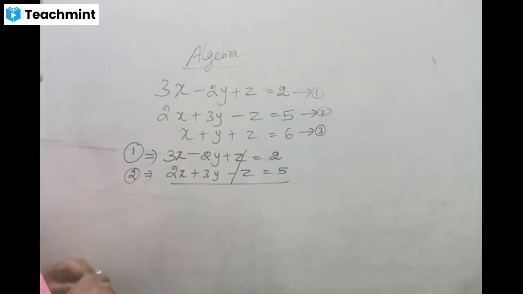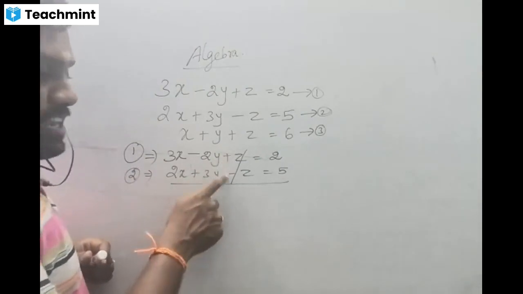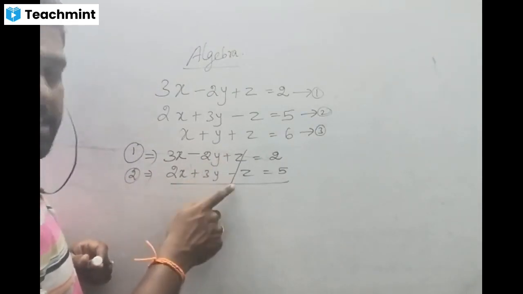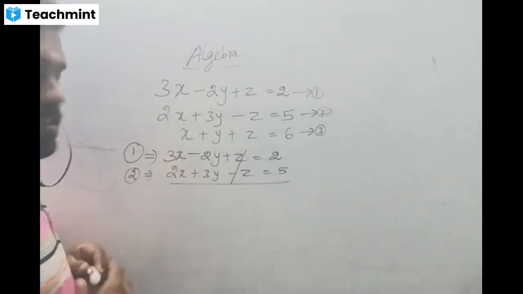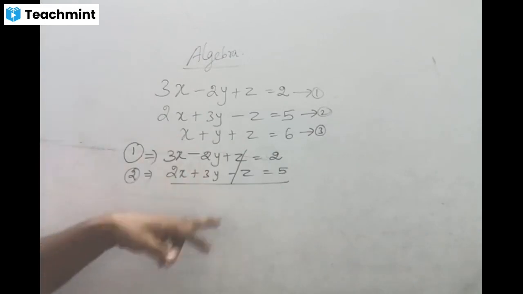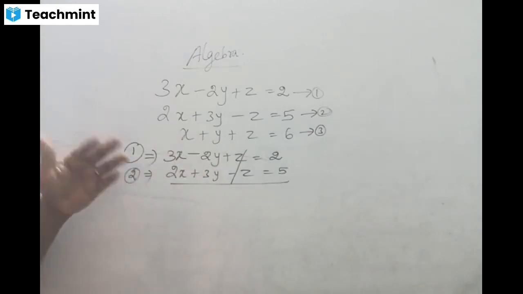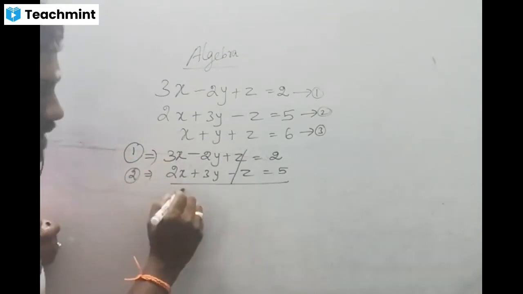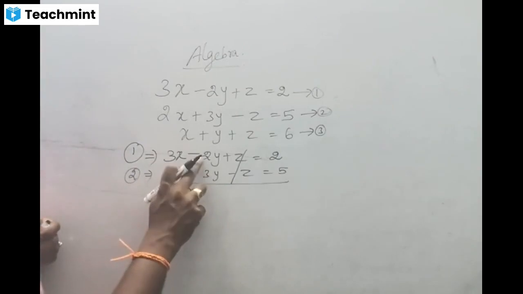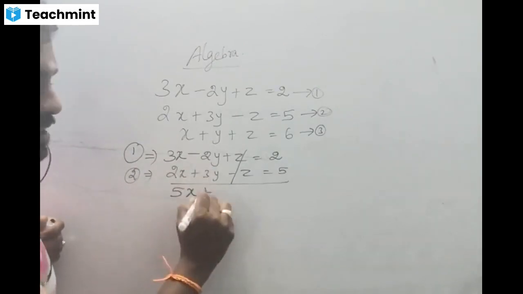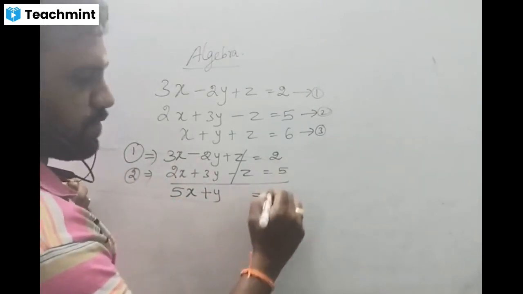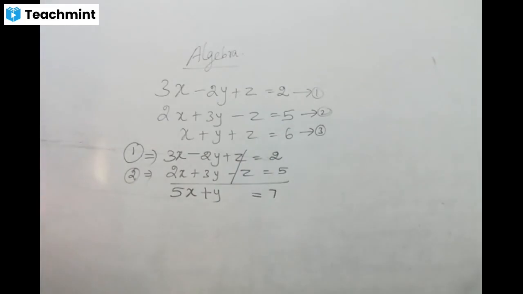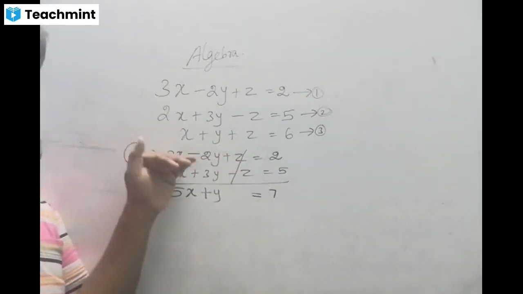One more thing to keep in mind: if we have alternate signs, then we have to add these two equations. So the first equation should be added to the second equation. Adding means 3x plus 2x is 5x. Here plus 3y, here minus 2y, so 3y minus 2y is plus y, which is 1y, no need to write the 1. And here 2 plus 5 is 7. Can you understand? If we have alternate signs, we add one equation to the other.